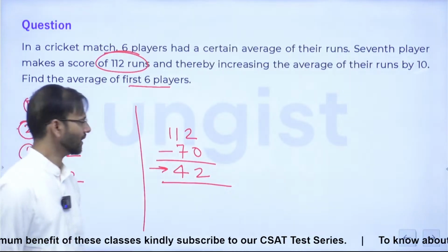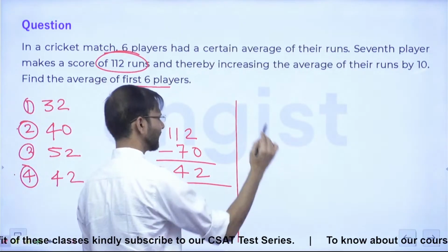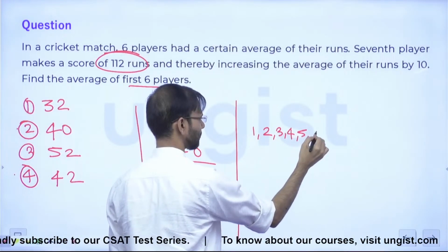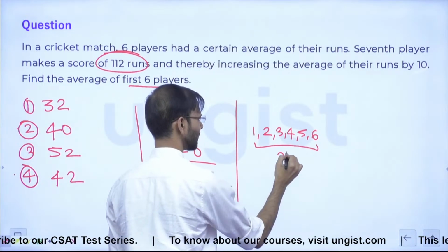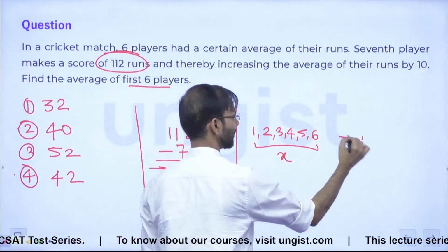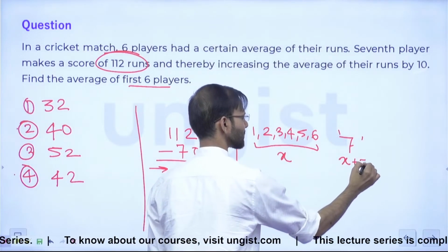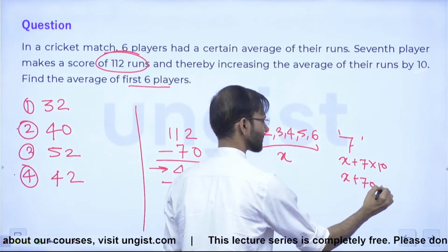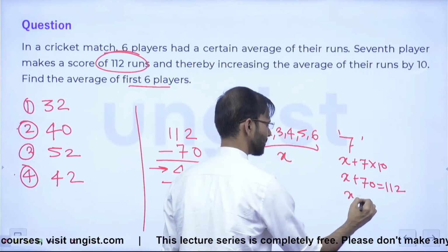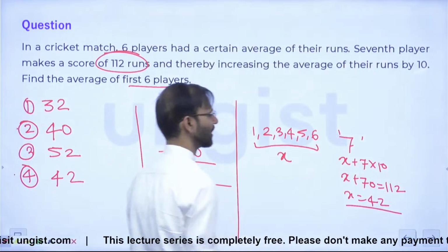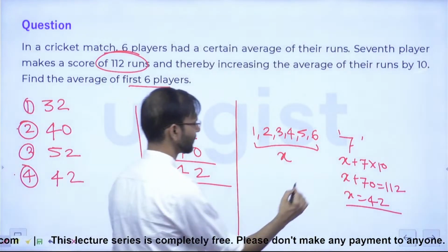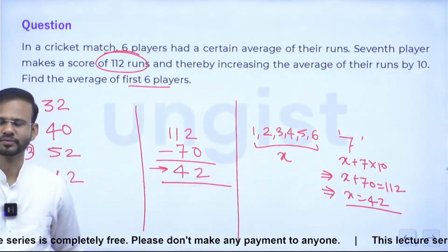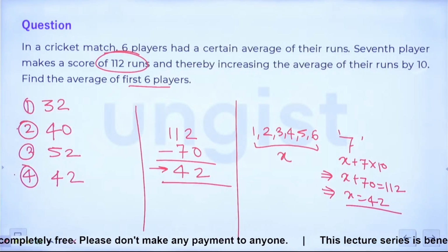Think on it. It is very much similar to the last question. Let's assume the average is x. The 7th player is scoring x plus 7 into 10, so he is scoring x plus 70, which is given as 112. So x is equal to 42. Guys, yes or no? Think on it. Everybody fine now? Any doubt?